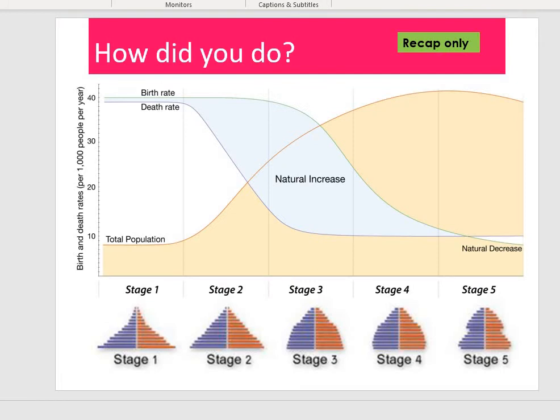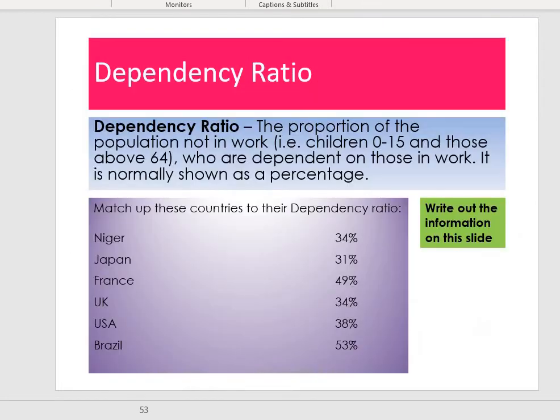Okay, so now we're going to get on to our new learning, and on these slides the green boxes show you what you need to do in your notes. On this slide you need to write out this information. We're going to talk about something called the dependency ratio. The dependency ratio of a population shows you the amount of that population that's not in work: children aged 0 to 15 and those above 64.